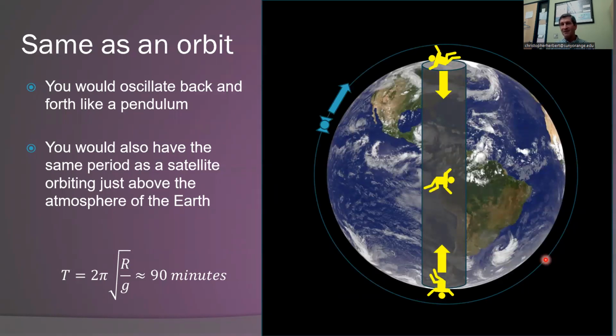So again, not really useful for anything. A nice little thought experiment, but essentially falling through the Earth is almost like having an orbit around the Earth. And your period would match pretty much what a satellite would have if it was orbiting right above the surface of the ocean, approximately 90 minutes. But again, that wasn't really the purpose of this section right here.